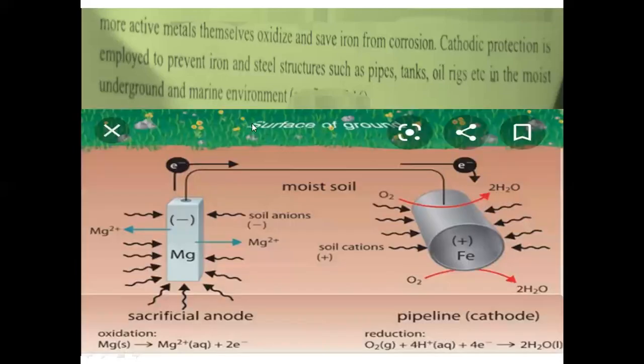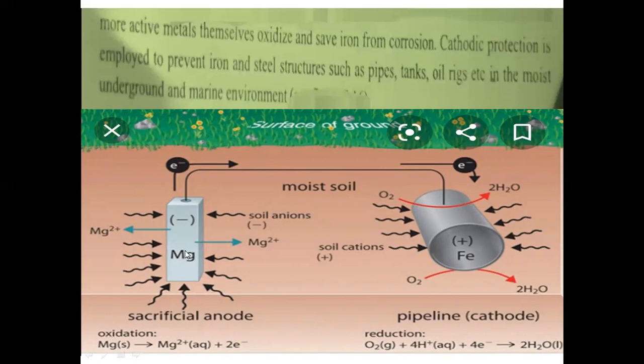Cathodic protection is employed to prevent iron and steel structures such as underground pipes, underground tanks, oil rigs, etc. from corrosion or reaction with oxygen and moisture. This cathodic protection method is used underground and even in marine environments. You can see here, this is the iron pipe, which is connected with magnesium. And I told you this magnesium will act as an anode because the more active metal always acts as an anode. Keep this in your mind that the more active metal acts as an anode and the less active metal acts as a cathode.